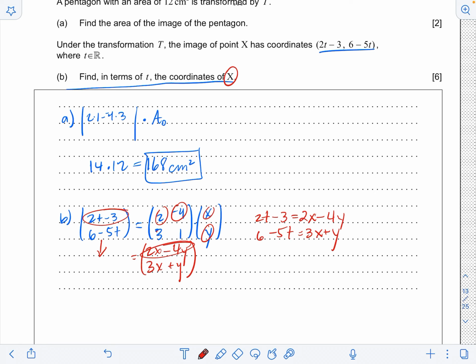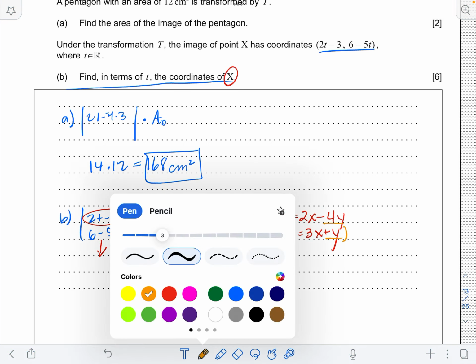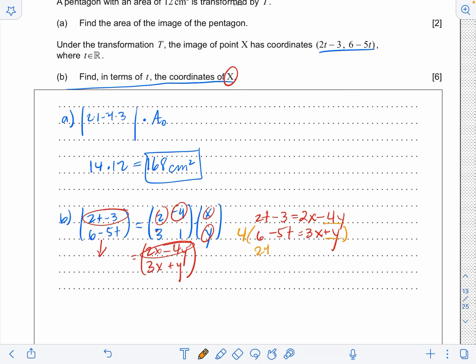What I would suggest is seeing if we can cancel out one of the variables. I'm noticing that here we've got a y and a negative 4y, so I'm going to multiply the bottom equation by 4. Rewriting that, we get 4 times 6 is 24, minus 20t equals 12x plus 4y. And now when we add the top equation to the bottom equation, we've got a 2t and a negative 20t, so that is negative 18t. We have a 24 and a negative 3, so that is positive 21. We have a 2x and a 12x, so that's 14x, and then the 4y's cancel.